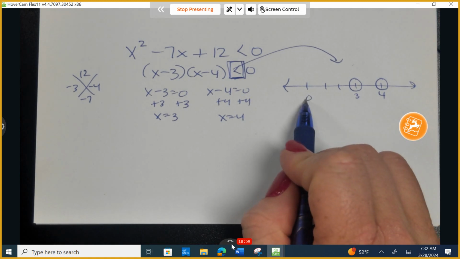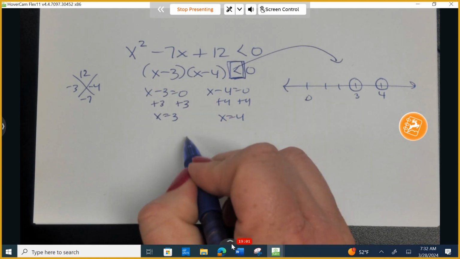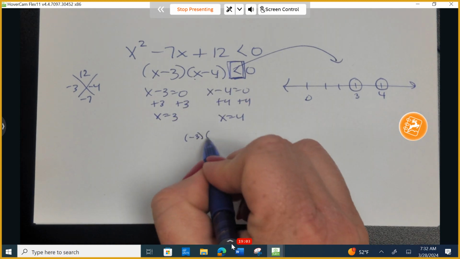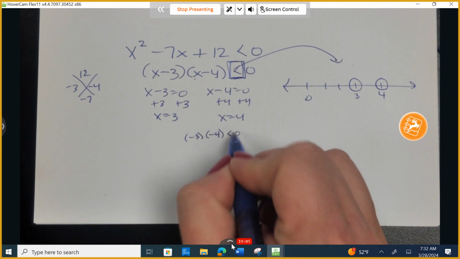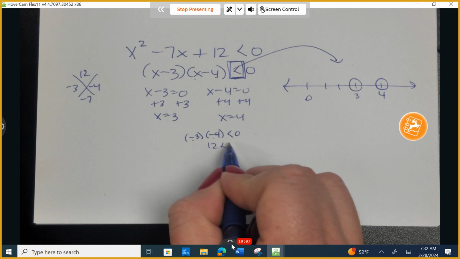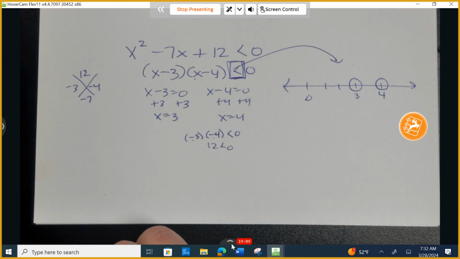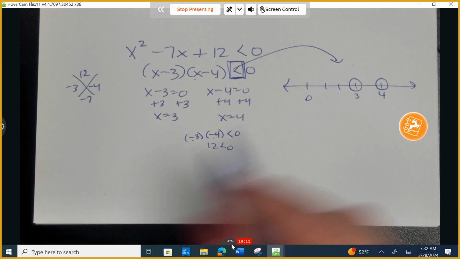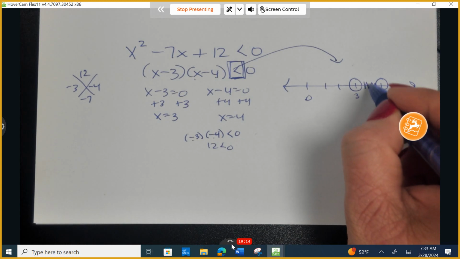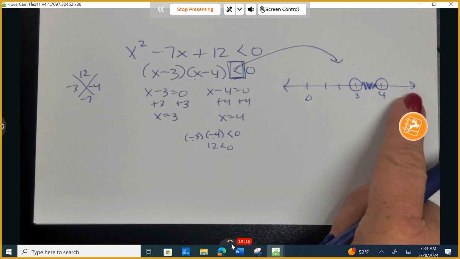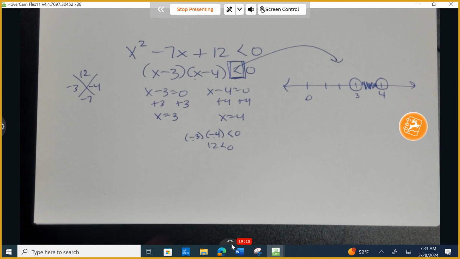I'm going to test 0. 0 minus 3 is -3. 0 minus 4 is -4. And when I multiply, I get 12. Is 12 less than 0? 12 is not less than 0. I'm not shading here. I'm shading in between because it's every other. And you could test 5 or 6, whatever. Anything to the right of 4 does not work.